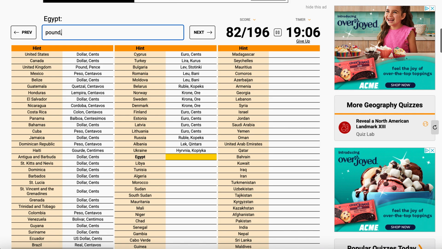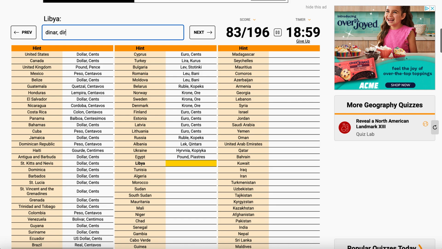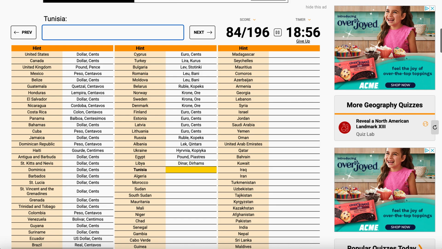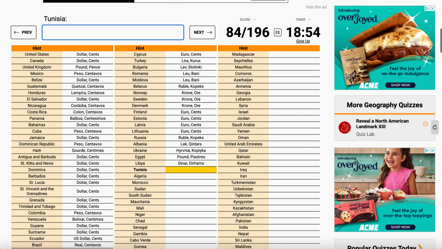So Egypt uses the pound, but it is divided into piasters. Libya uses the dinar, divided into dirhams, which is also the main unit of currency of Morocco and United Arab Emirates, so we will get to them when we get to them. Tunisia also uses the dinar, but it is divided into millimes. Algeria uses the dinar and divided into centimes. Morocco uses the dirham, divided into centimes. Sudan and South Sudan are the same as Egypt. Pounds divided into piasters.